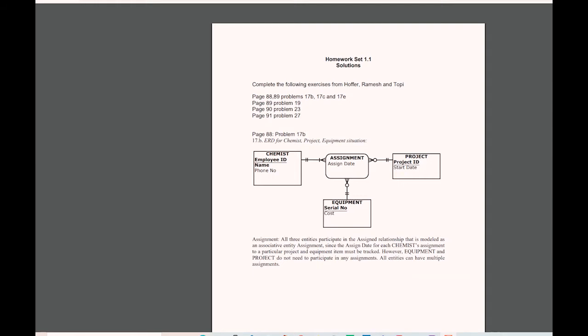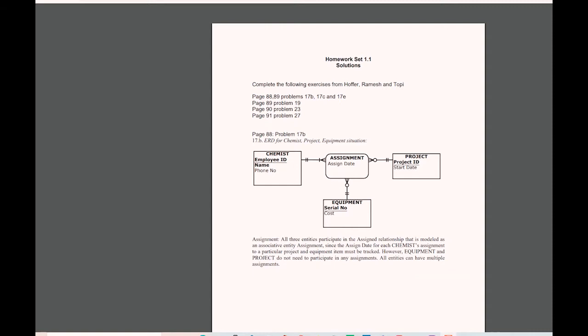So the problem basically was that a chemist is assigned to a project and has equipment, and we wanted to find the assignment date for that assignment. So basically, we said a project could have no chemists, or one chemist, or many chemists. Equipment could have one chemist, or no chemist, or many chemists, and a chemist is always assigned to a project. So one way we could do this is to basically put everything into an associative entity.